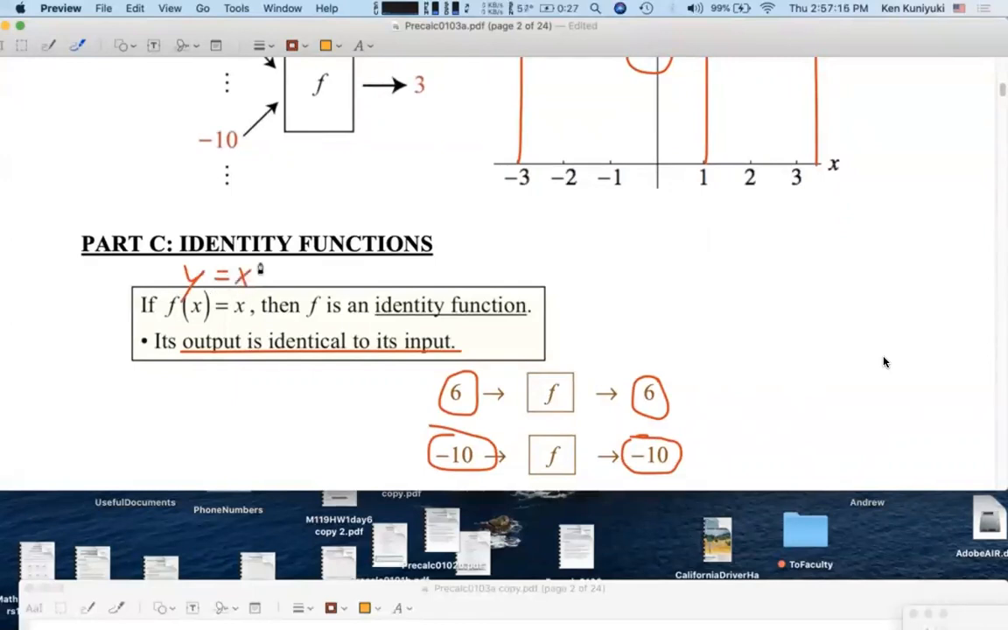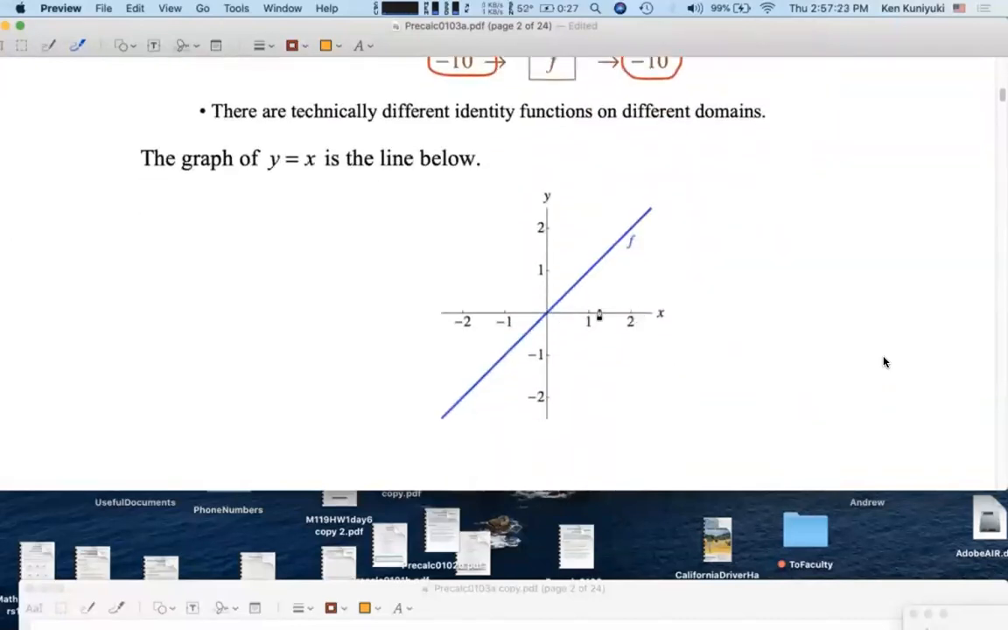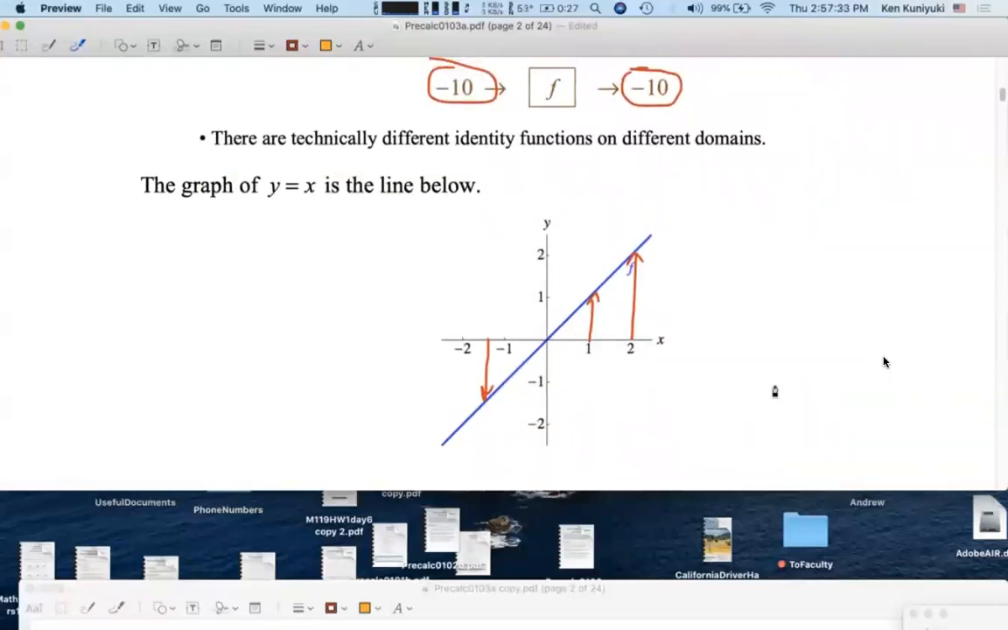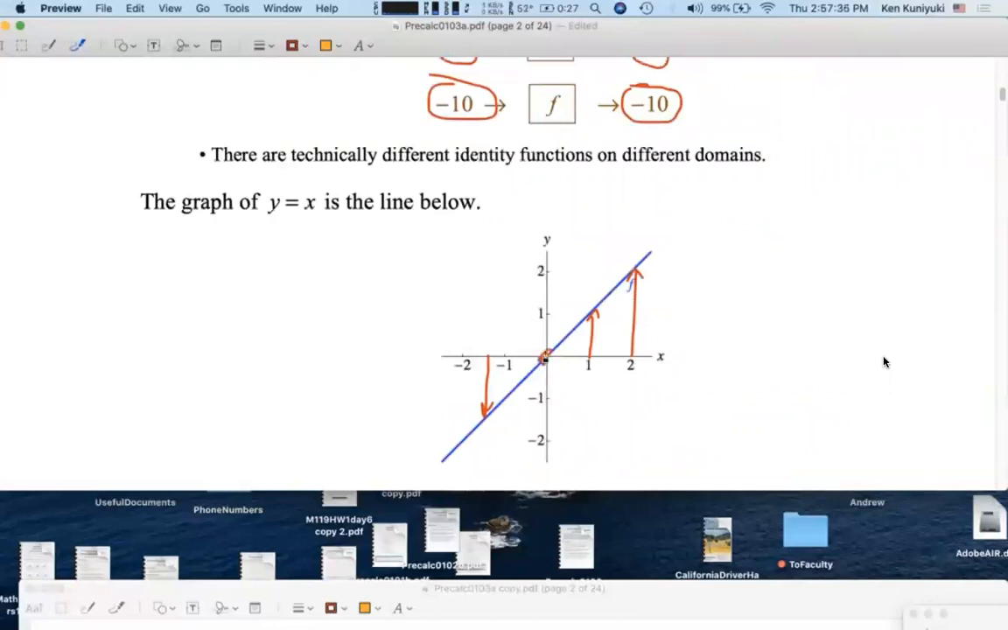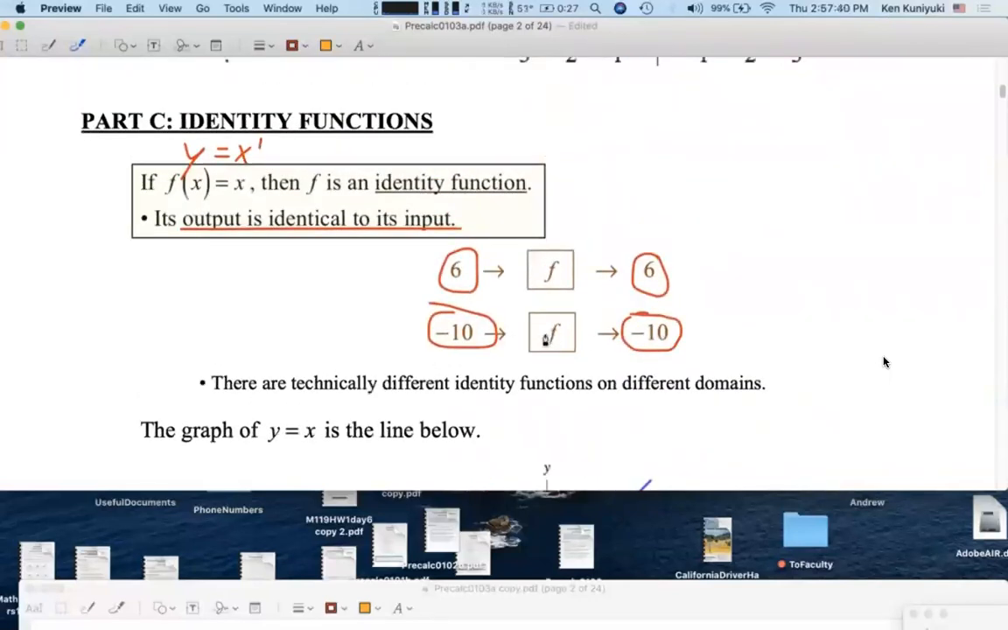It's a very basic example of a power function. Well, you graph y equals x as the slanted 45-degree line. If you input 1, you output 1. If you input 2, you output 2. If you input negative 1.5, you output negative 1.5, and so forth. If you input 0, you output 0. This is an odd function, as we'll see later on.